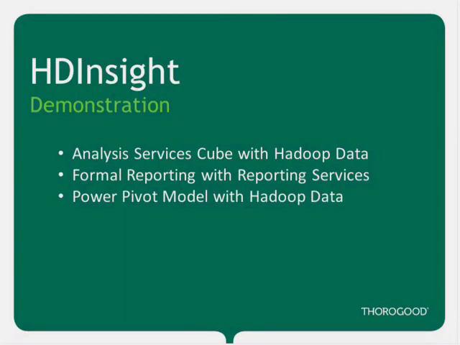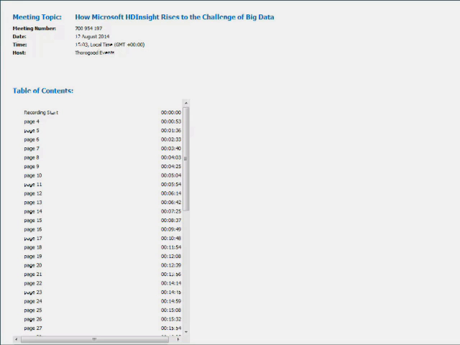So we've been chatting a lot here. We'd like to show some demonstrations now, and let's go ahead and take a look at what some examples might look like from an end user perspective. And three things that we're going to be showing here: an analysis services cube that's sourced with Hadoop data. We're going to show some more formal reporting with reporting services, and we're going to highlight a Power Pivot model which is sourced from Hadoop. So if you give me a moment here, I'm going to share my screen with you.